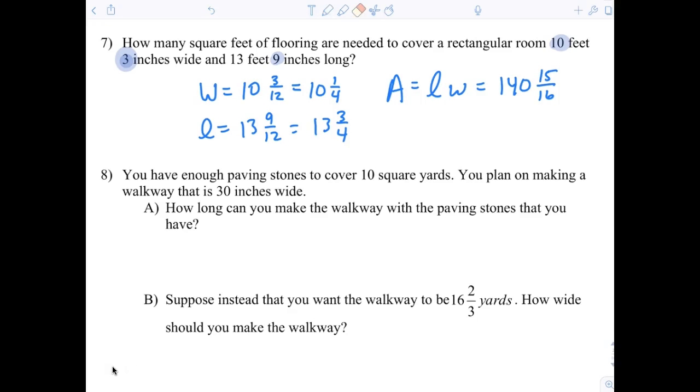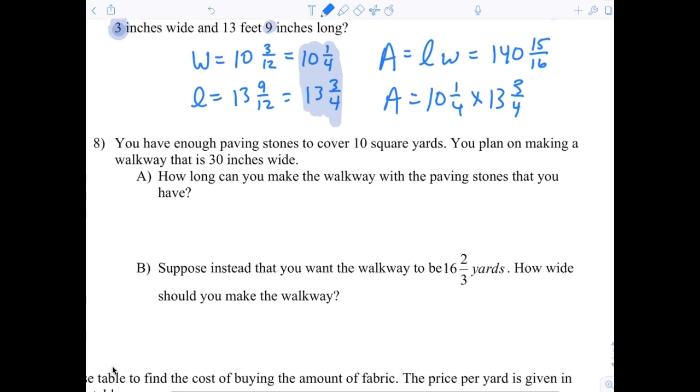You're multiplying these two things together. Again, today's a good day to just practice with the calculator. So you're doing 10 and 1/4 times 13 and 3/4. If you don't have your calculator, you're just writing down A equals 10 and 1/4 times 13 and 3/4, and then tonight go double check it. Everybody hear me? Justice, you heard me, right? Okay.